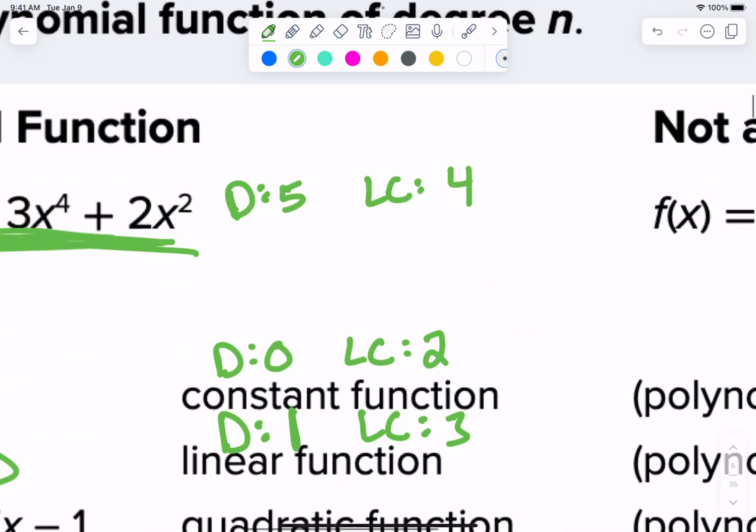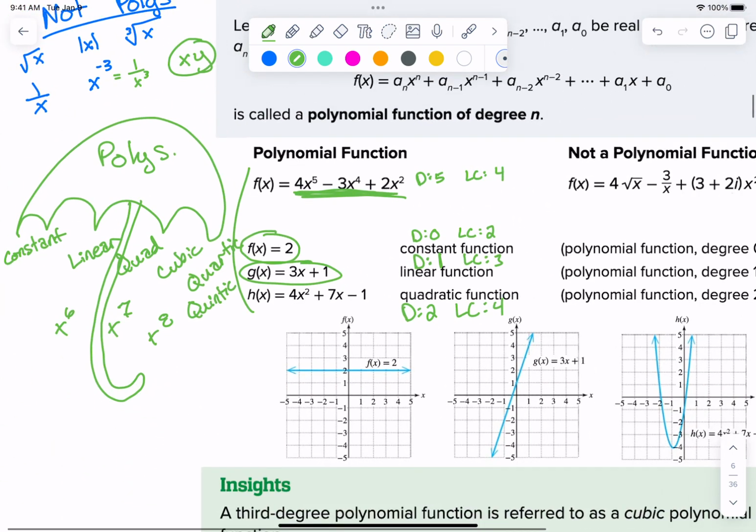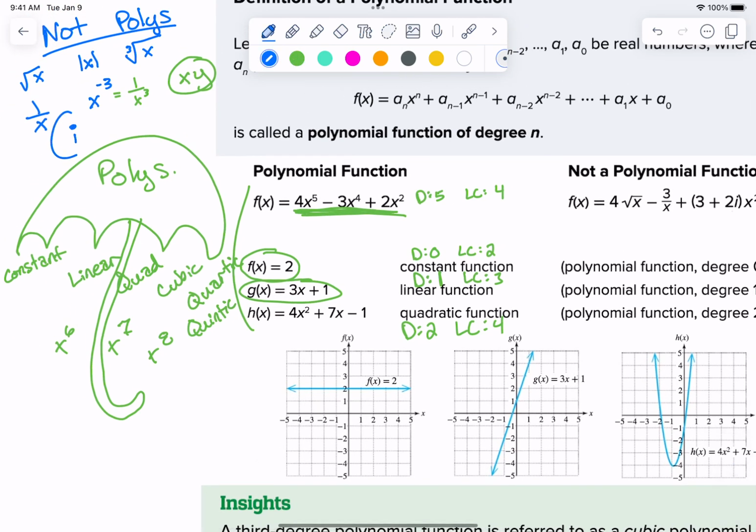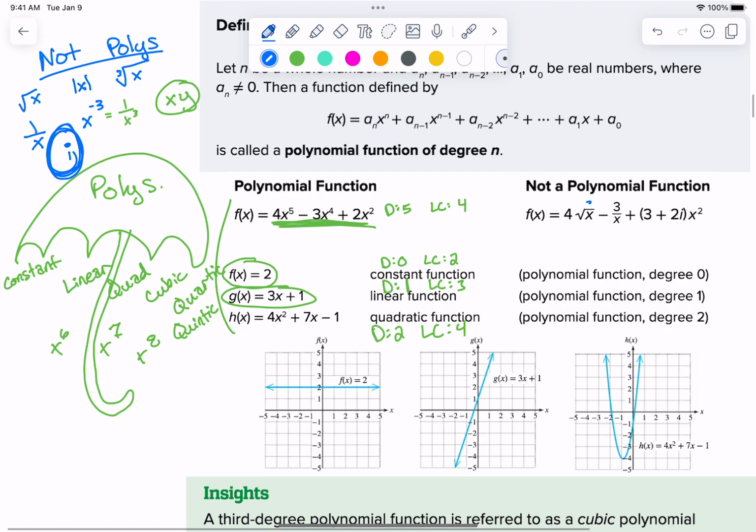There's one thing that I didn't put under polynomial functions. It's the imaginary i, because it has an i in the other one. So over here, this is not a polynomial. This is bad, this is bad, this is bad. The x squared is fine, but it's not a polynomial for those 3 reasons. That makes it not a polynomial.